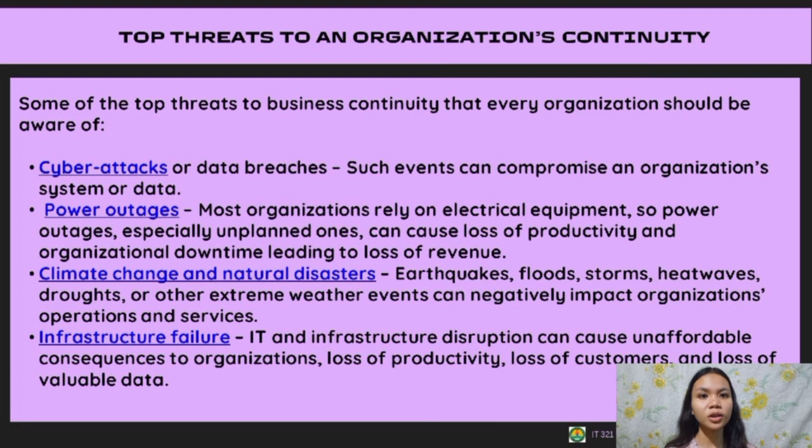Power outage. Most organizations rely on electrical equipment, so power outages, especially unplanned ones, can cause loss of productivity and organizational downtime, leading to loss of revenue. Climate change and natural disaster. Earthquakes, floods, storms, heat waves, droughts, or other extreme weather events can negatively impact organizations' operation and services. Infrastructure failure. IT and infrastructure disruption can cause unavoidable consequences to organizations: loss of productivity, loss of customers, and loss of valuable data.